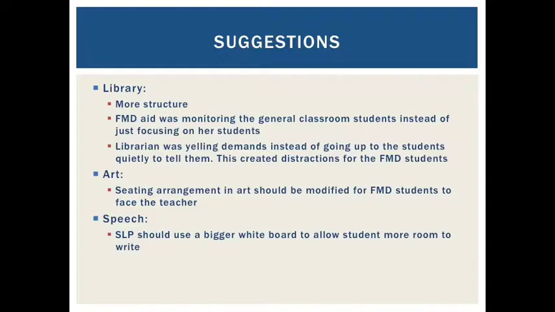After finishing our observations at TC Cherry Elementary School, we found some areas which had room for improvement. In the library, there could be more structure. At the time of our observation, the FMD aide was monitoring the general education students rather than just focusing on her own students. In addition, the librarian seemed to be yelling demands rather than approaching the students quietly. This created a distraction. As mentioned earlier in the art class, the seating arrangement should be modified to better meet the needs of the FMD students. In the speech room, the therapist should have utilized a bigger whiteboard to allow the student more room to write.